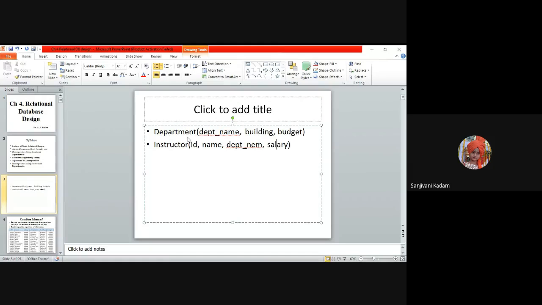If we combine these two schemas, then instead of having these many fields, the combined schema will have instructor ID, name of the instructor, the department the faculty belongs to, and salary, because salary is a personal attribute, that's why I will take it here. And department name, the building the department is in, and budget. So this may be a combined schema.